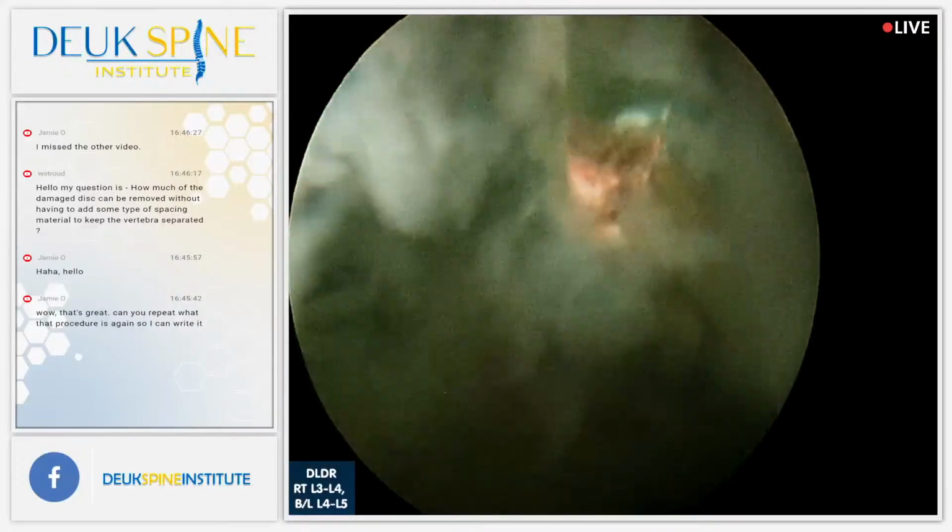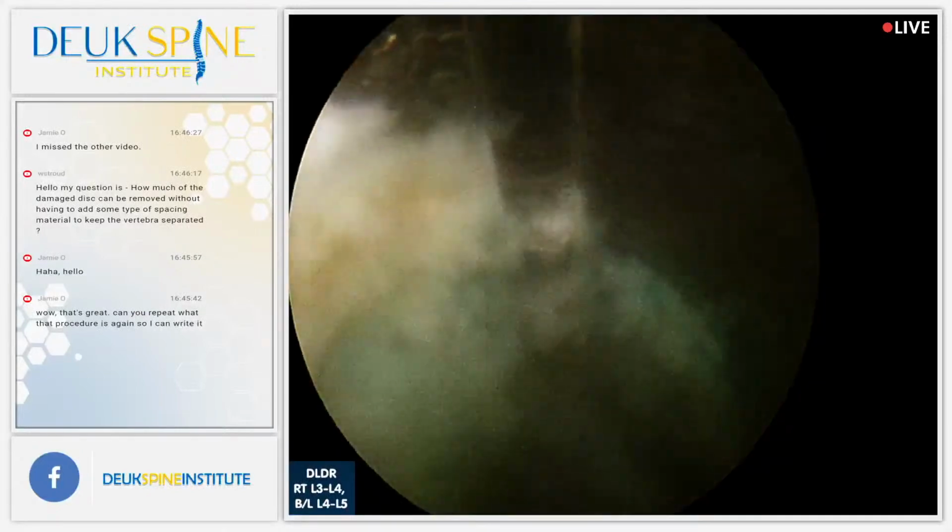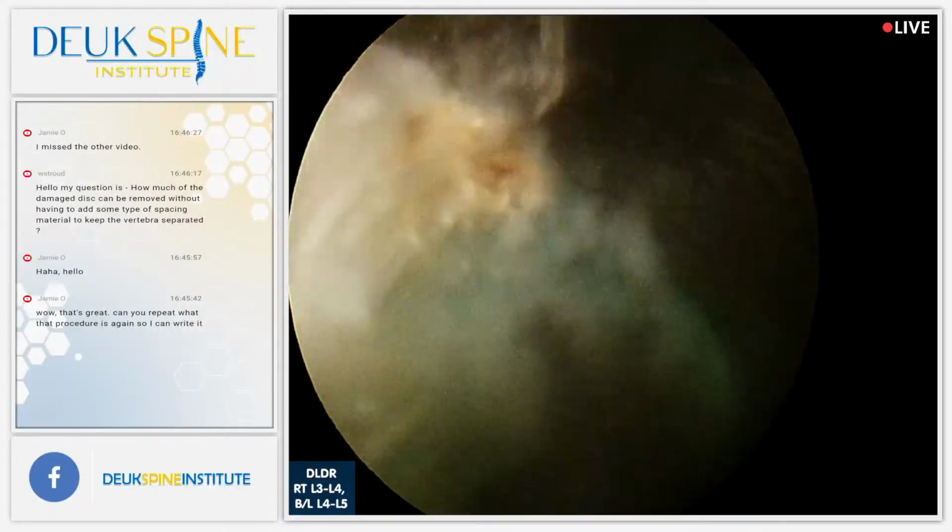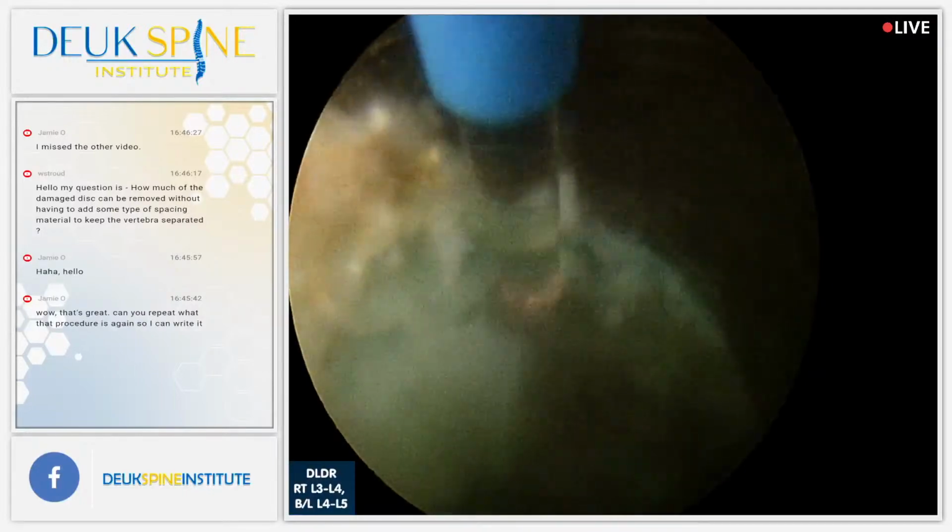There is no fusion being done. This is a natural repair of the disc. This is far better than fusion. It's a much more advanced surgery than fusion.